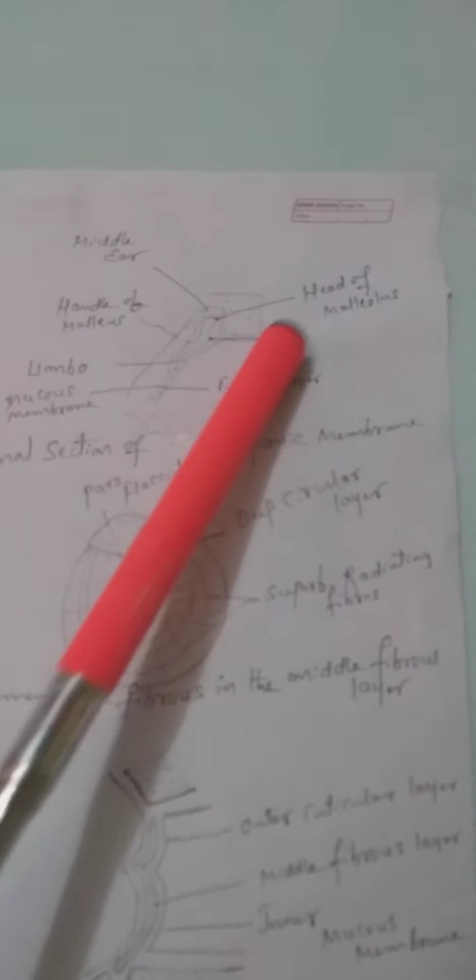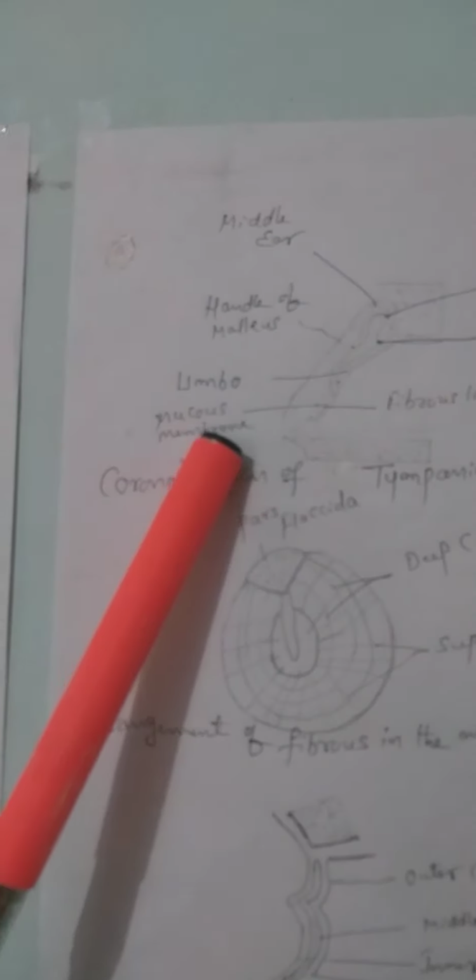Now we will see the coronal section. It has three layers. You can see the head of the malleus here, and the most convex part, which is called the umbo. And there is a fibrous layer that can be seen here, and the mucous membrane can be seen here.